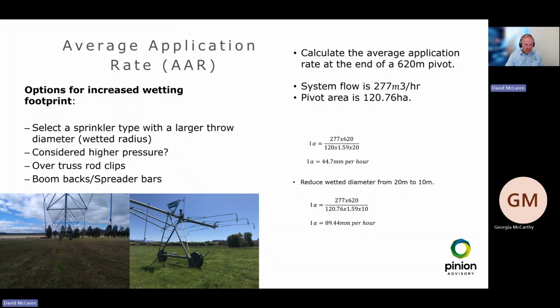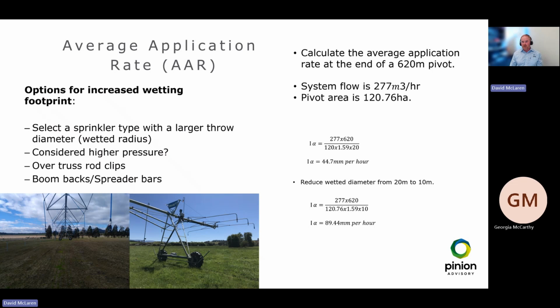So let's just talk about the options for the increased wetting footprint. What we can do is select a sprinkler type with a larger throw diameter, so wetted radius. We can consider a higher operating pressure to achieve that. We can also look at over truss rod clips on a center pivot, and I've put a picture here below. Basically, the truss rod clips, instead of just having the droppers in a single line, start to stagger them, increasing that wetted footprint. We can also look at additional options like boom backs and spreader bars for center pivots, which give us a bigger wetted diameter.